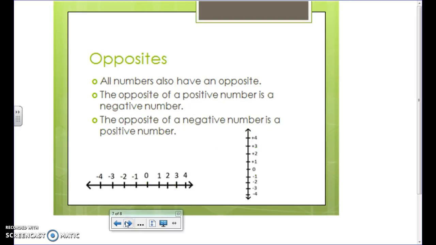So regardless of whatever number it is, it could be a decimal or a fraction or a whole number, anything. Every number has an opposite. Zero is its own opposite. Zero is its own opposite. Okay.